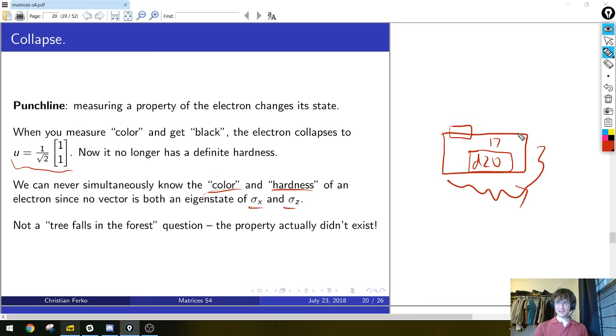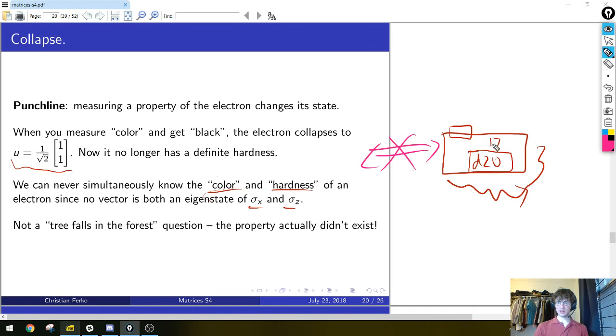You might think that situation is similar to the electron with color and hardness. That it was in a soft state and it had some color, just as the d20 had a number before I looked in the box, but I didn't know what the color of the soft electron was. But these two systems are fundamentally different. These are not the same.